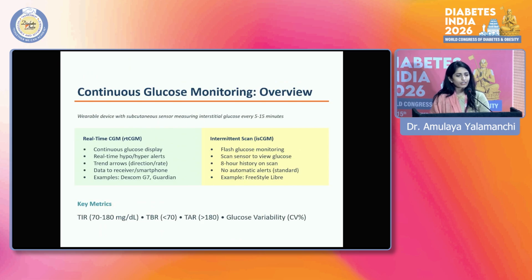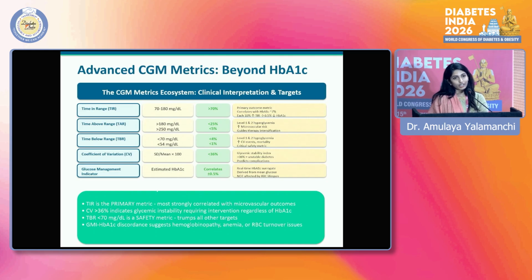A quick overview of the CGMS. We have real-time CGM and intermittent, that is, flash glucose monitoring. In India, we mostly use flash glucose monitoring, but now Libre has come up with Libre 2 Plus and 3 Plus, which are also real-time CGM. The key metric that we should look at first when we see a CGMS report is not the time in range, but the time below range. Below 70 mg per deciliter should be less than 4%, and below 54 should be less than 1%. This is very critical because it detects level 1 and level 2 hypoglycemia.